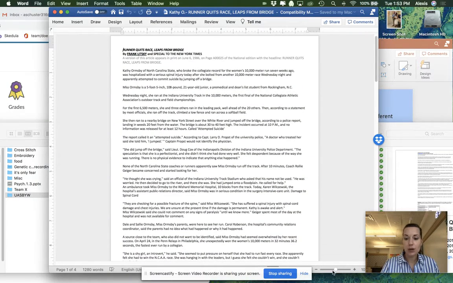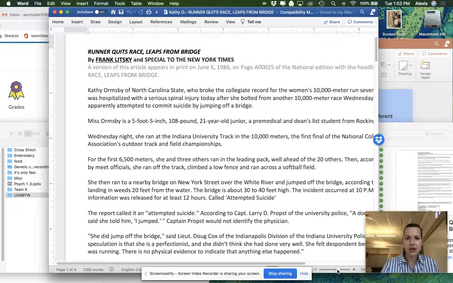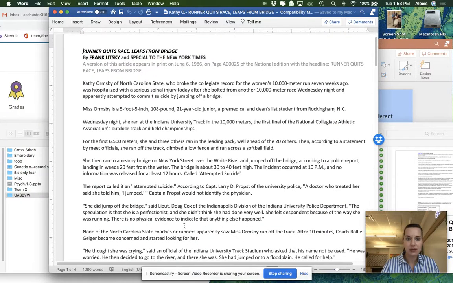Okay, so we're going to read about a woman named Kathy. So the headline is "The Runner Quits Race and Leaps from a Bridge." And this occurred in the New York Times, June 6, 1986.